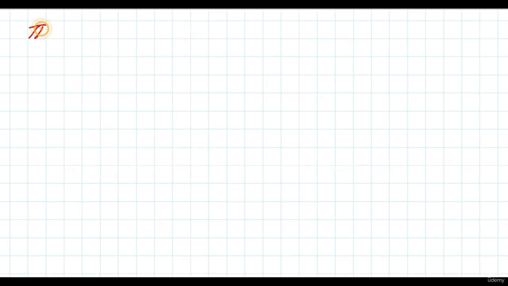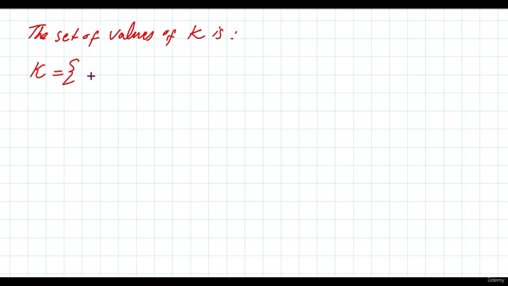Therefore, the set of values of k is: k equals, open the set, k is an element of the real numbers such that k is less than 2 or k is larger than 6, and then close the set.